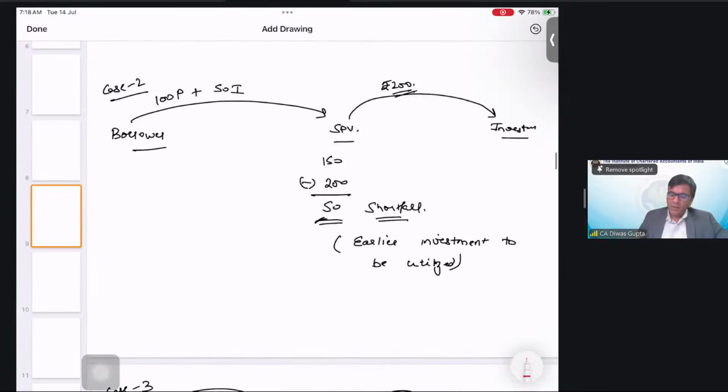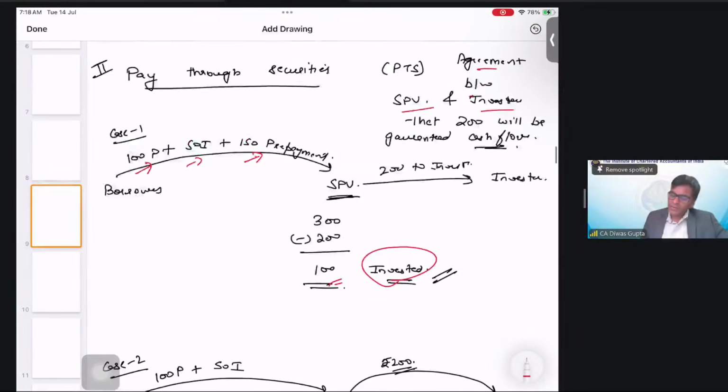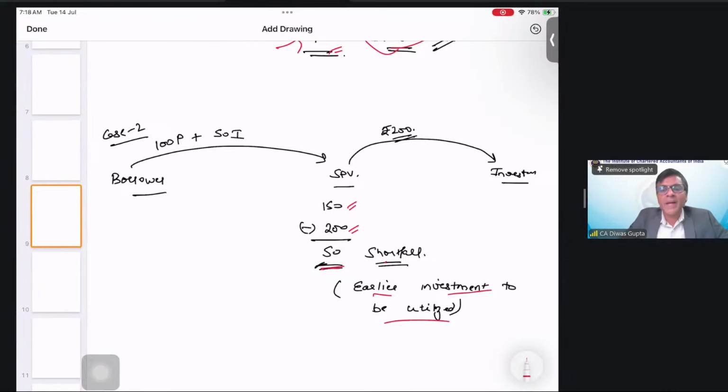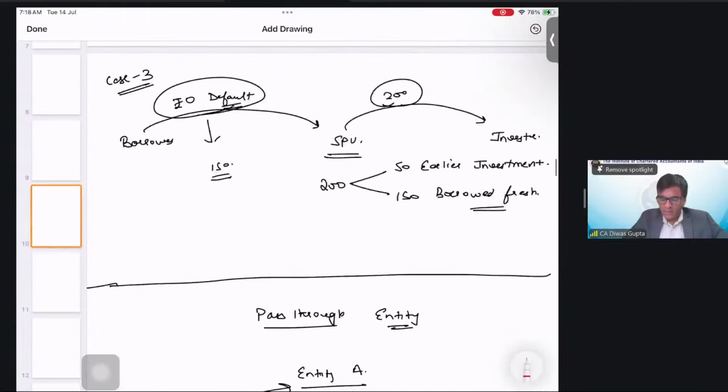Clear? Now case 2, let's say the borrower receives 150, and the borrower pays 150 to the SPV. So this 200 rupees that has to be paid as a guaranteed amount will still be paid, although the SPV has received less. This 50 rupees of shortfall will be utilized from the earlier investment of 100 rupees. And hence it will be paid as 200 rupees to the investor, students.